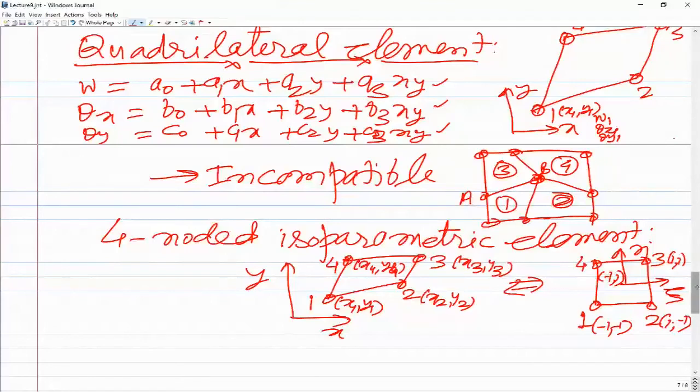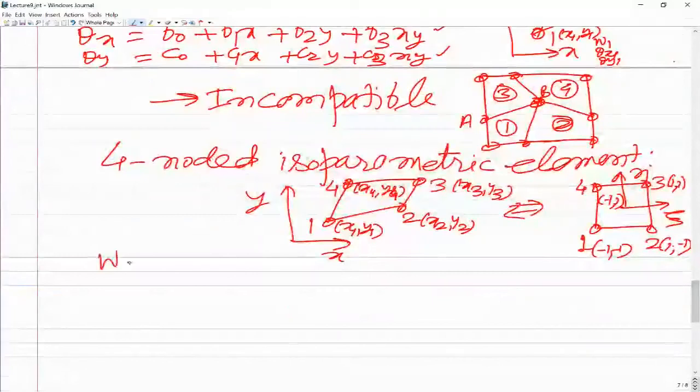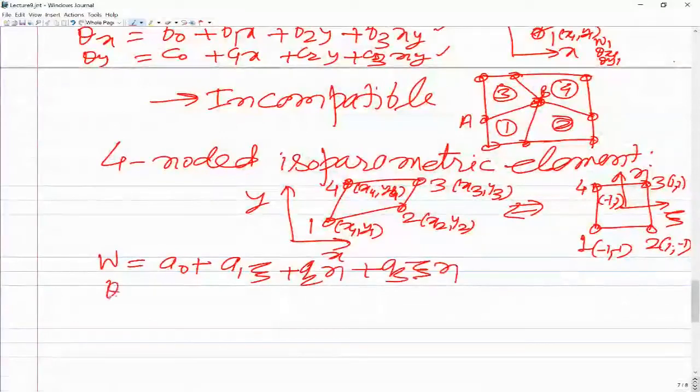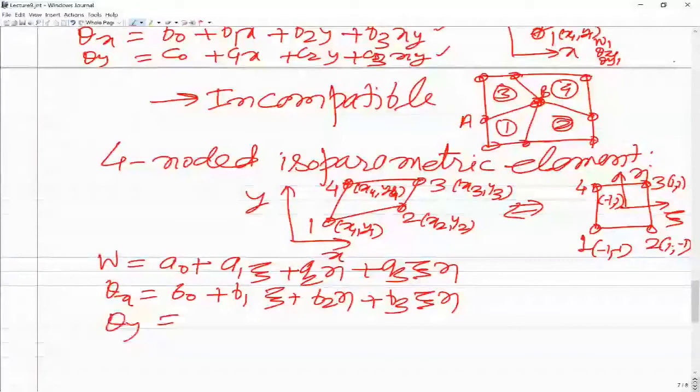So again, now you interpolate all the w, theta x, and theta y. So you will basically write w is equal to a0. Now the interpolation is in terms of the natural coordinates. So w will be a0 plus a1 xi plus a2 eta plus a3 xi eta. And similarly, for theta x, say b0 plus b1 xi plus b2 eta plus b3 xi eta. So similarly, theta y, c0 plus c1 xi plus c2 eta plus c3 xi eta.